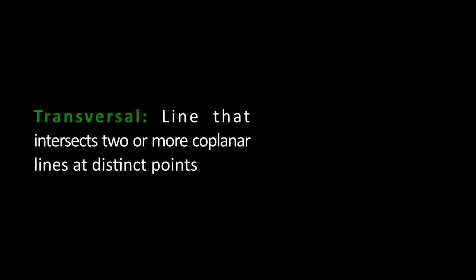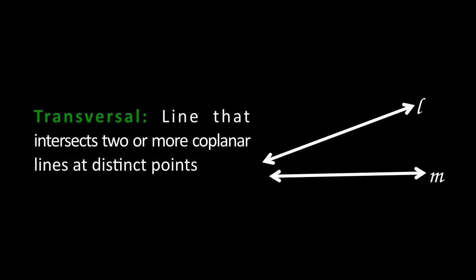Our first vocabulary word is transversal. Now this is a line that intersects two or more coplanar lines at distinct points. So I have my line L and my line M. Now this is cut through by my transversal T. You can think of a transversal, think of the prefix trans. You have a transit, which takes you from one place to another. Any form of transportation moves you across from one point to another. And all it's doing is just cutting through two lines.